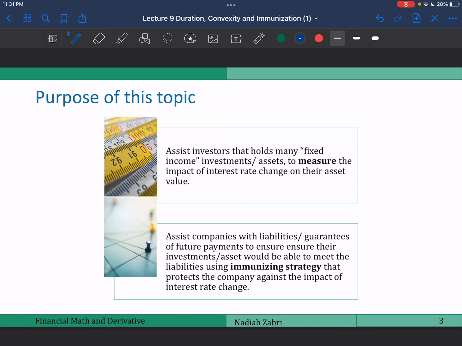Basically, it will assist investors that hold many fixed income investments to be able to measure the impact of the change of interest rate on their net position. Net position means their asset minus their liability, because the change of interest rate will impact both their asset and their liability. Also, this topic will assist the companies to protect themselves from the adverse impact of the interest rate change by using some immunization strategy. We will discuss the strategy later.